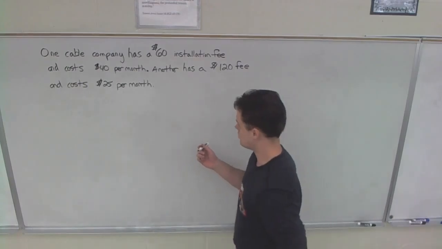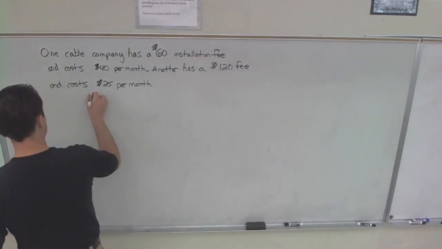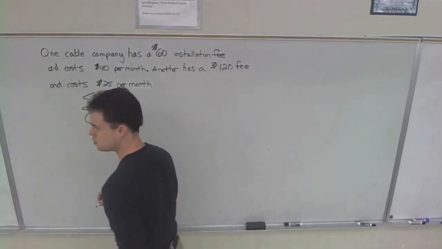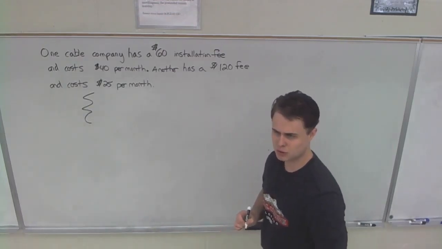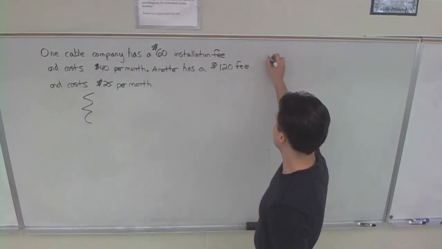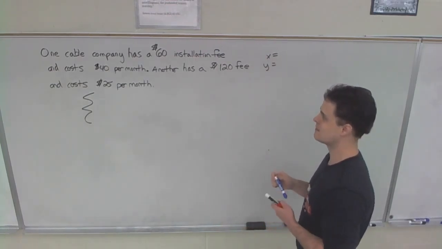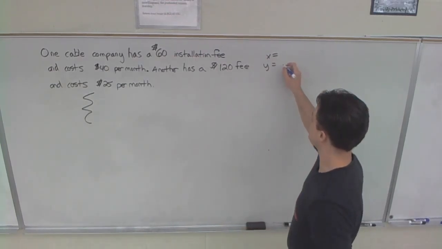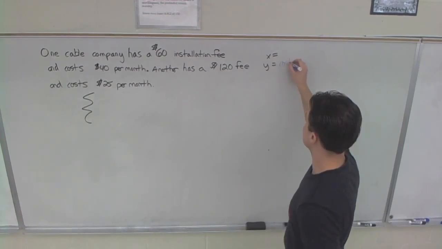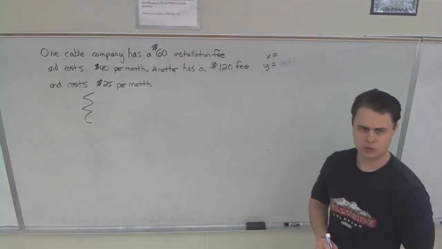So what's our system going to look like for these guys? Oh, and by the way, we should define our variables first, shouldn't we? So what is x and what is y? Y is the total. Total amount of money? So should we say costs? Dollars, okay. What's x going to be?